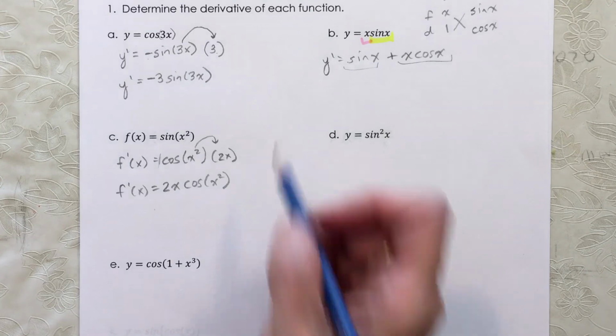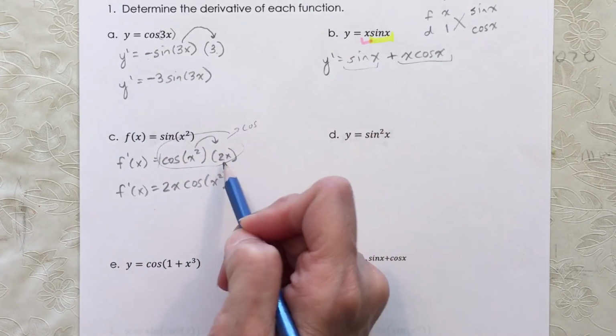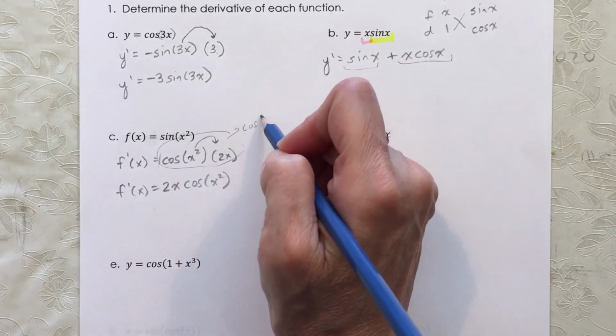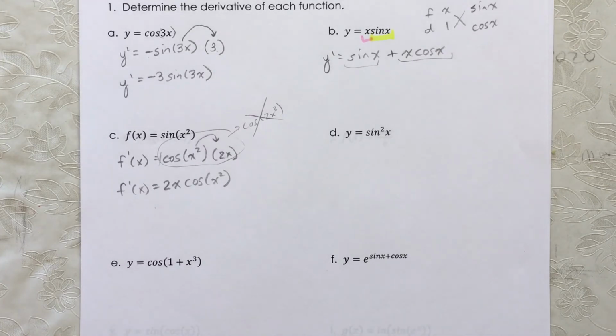So the big error that people make if they haven't practiced enough is they would multiply the 2x and the x squared and get the cos of 2x cubed, which is totally wrong. So don't do that. Okay?